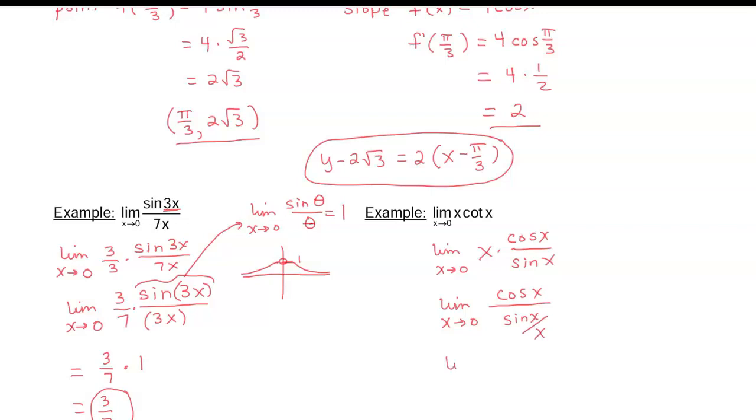Your limit laws allow you to change the limit of a quotient into the quotient of the limits. So I'm going to look at this as a quotient of the limits. And now in the numerator, I can take a limit. The limit as x approaches 0 of cosine is 1. And that's because you could just substitute 0 into cosine x and you would get 1. But in the denominator, we're dealing with that expression again, sine x over x. So we know now the limit as x approaches 0 of sine x over x is also 1. So this limit is 1.